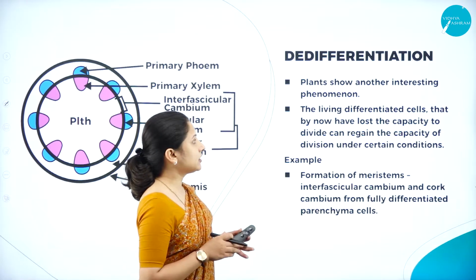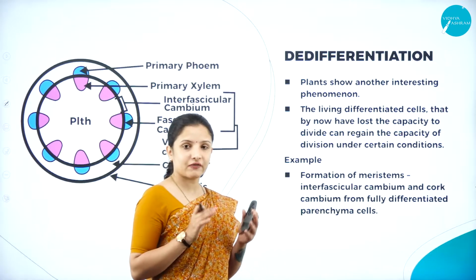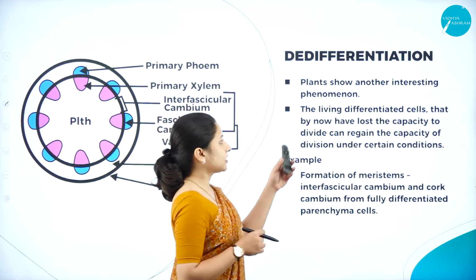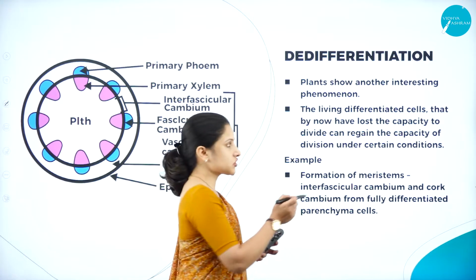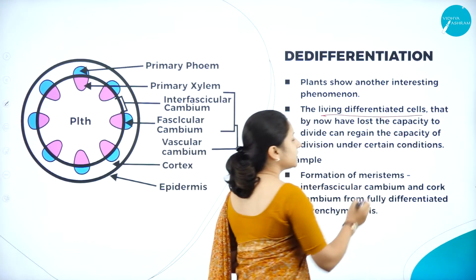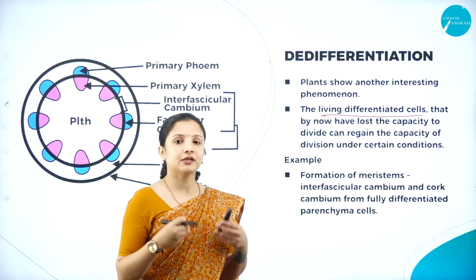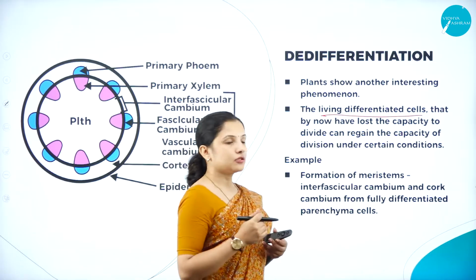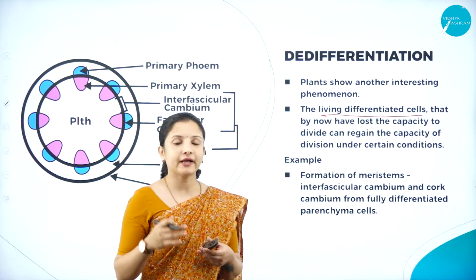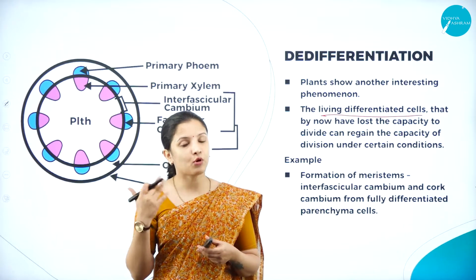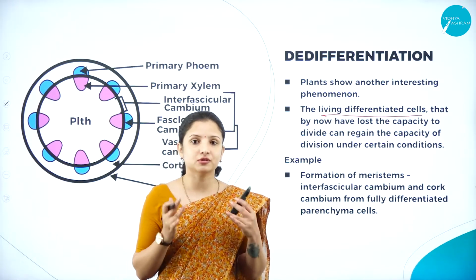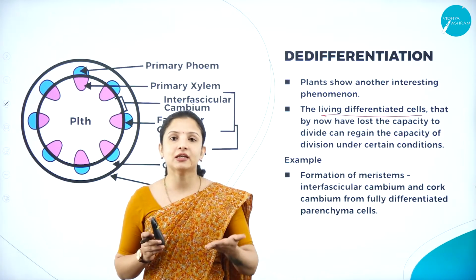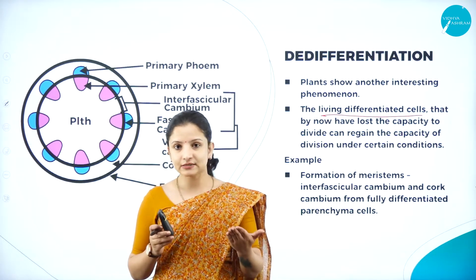But in the case of de-differentiation, what happens? It is a very interesting phenomenon wherein living differentiated cells that have lost their capacity to divide will again start to divide and again start to modify structurally. That process is called de-differentiation. De-differentiation means again differentiating, so it is easy to understand.